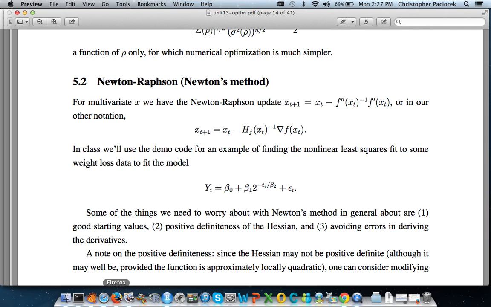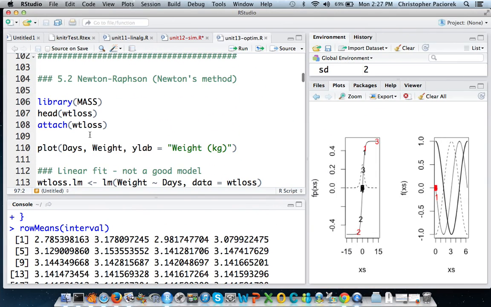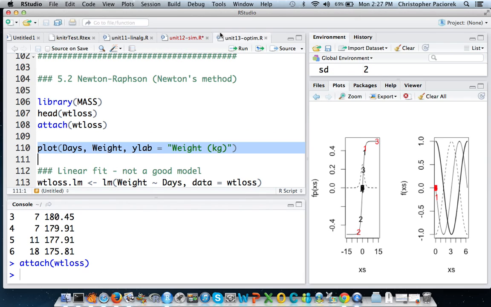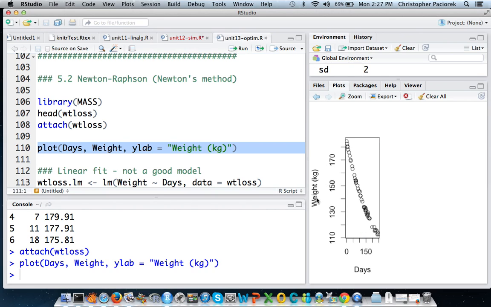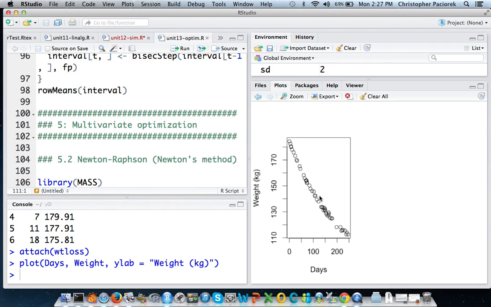Okay, so let's go ahead and look at some R code to do this. This is the weight loss data that's in the MASS package in R. We're just going to plot it out and see what it looks like. It looks like there's some curvy nonlinear behavior here in terms of the amount of weight over the number of days. I hope that's not a person, because that looks like a fairly extreme weight loss. Maybe it's unhealthily fast.